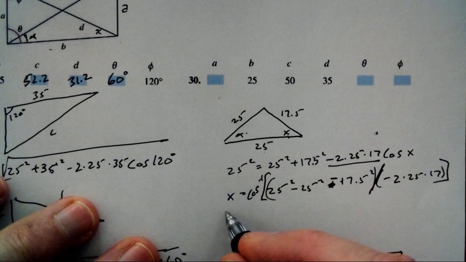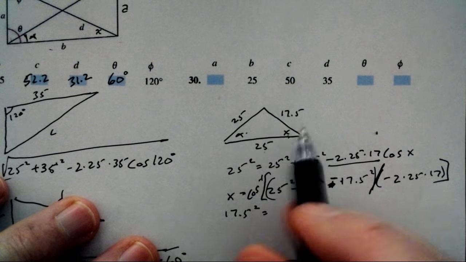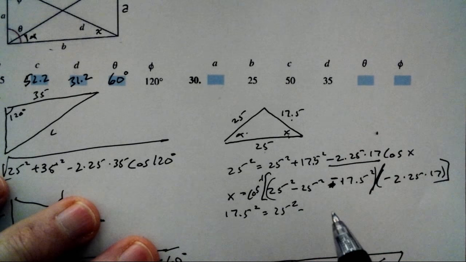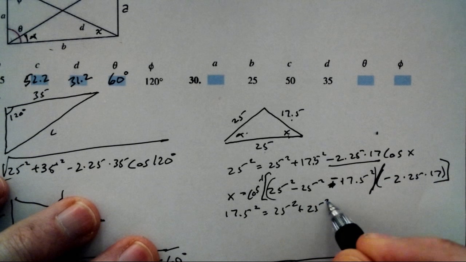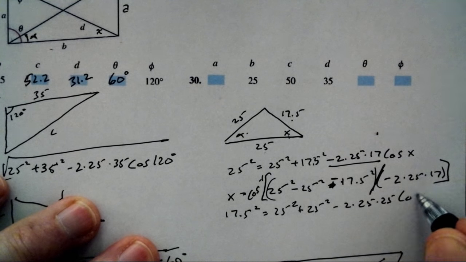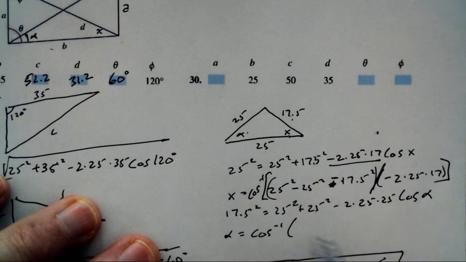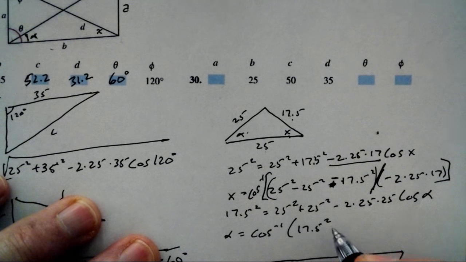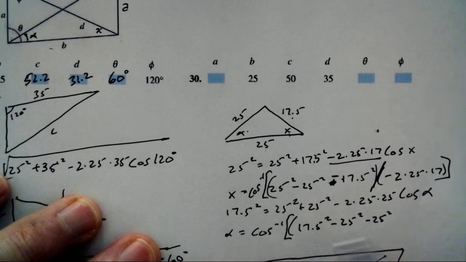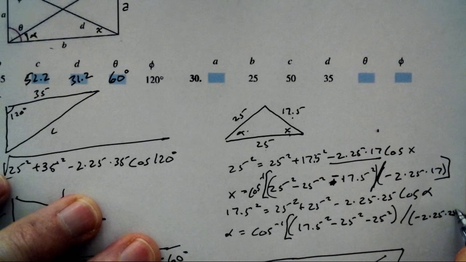So opposite of fish, I've got 17.5 squared equals 25 squared plus 25 squared minus 2 times 25 times 25 times the cosine of fish. Fish is cosine inverse of, it was 17.5 squared, have to subtract 25 squared and subtract 25 squared. Divide all of that by negative 2 times 25 times 25.